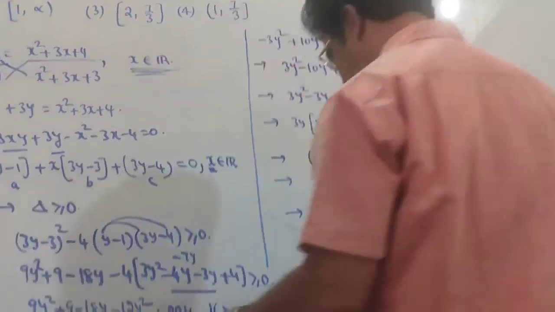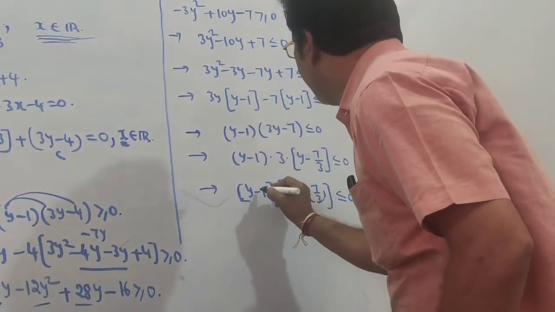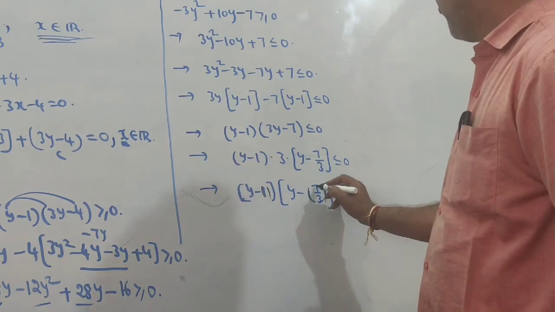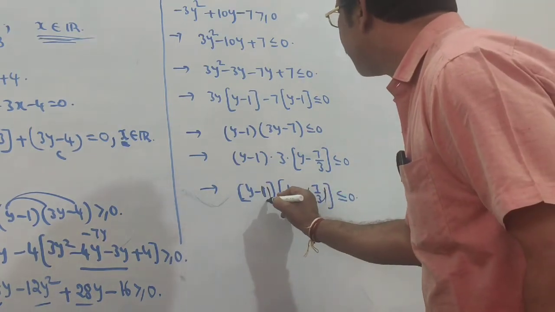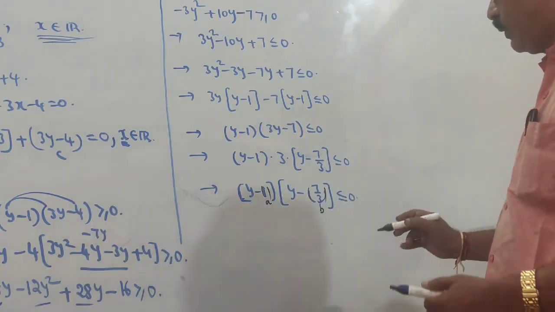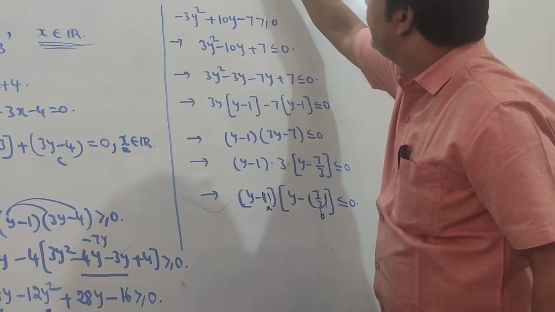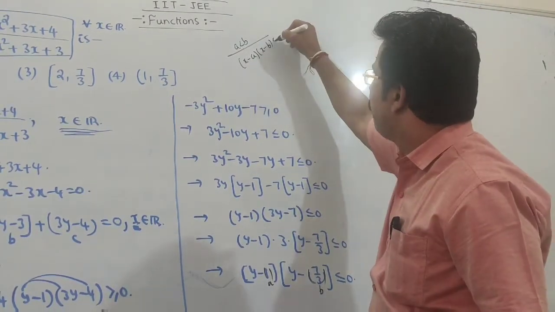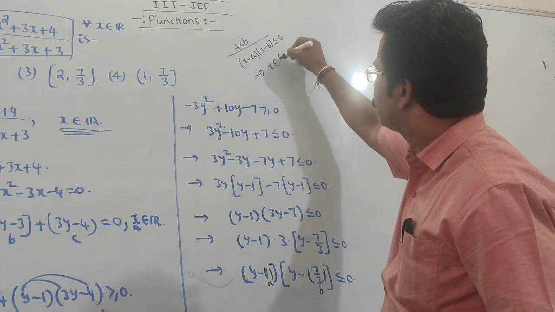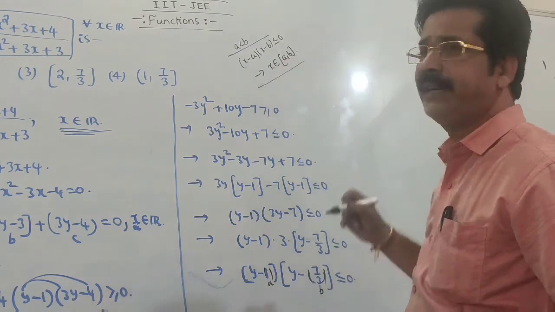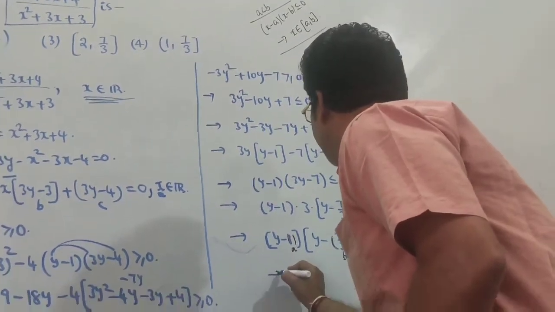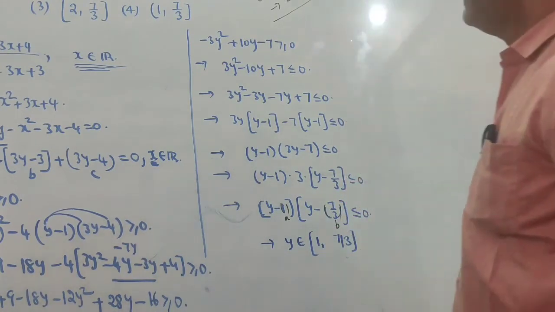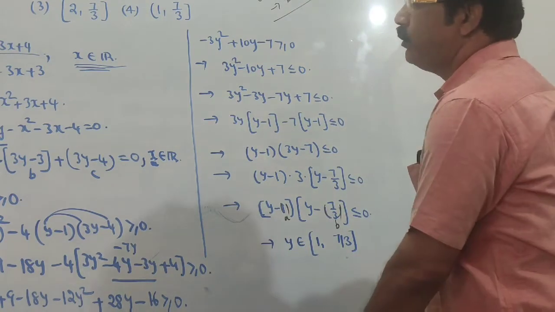Of these two numbers, y minus something and y minus something, it is 1 and 7 by 3, which is greater than 1. The least number should be a, next it will be b. So it is in the form: when a is less than b, x minus a into x minus b less than or equal to 0 implies x belongs to closed interval of a comma b. It is the standard formula. So clearly we see that y belongs to closed interval of 1 comma 7 by 3.